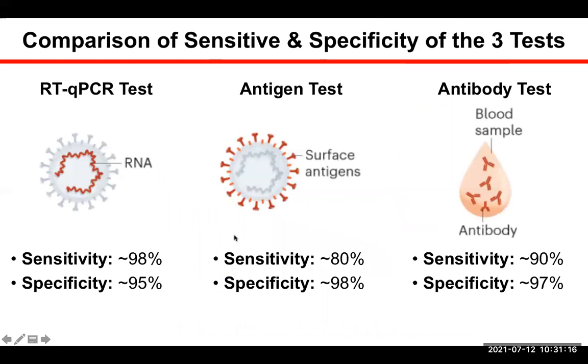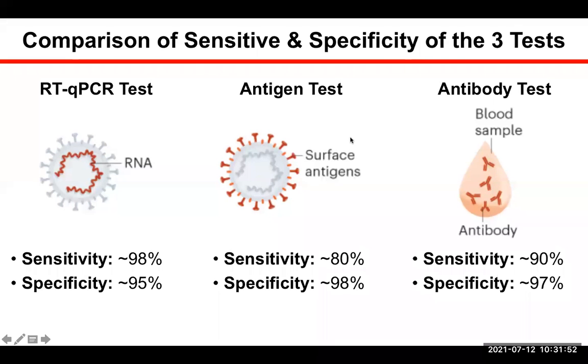So here I have a comparison of the sensitivity and specificity of these three tests. The RT-qPCR test recognizes the viral components of the virus, and this is the most sensitive of all three tests. It has a relatively high specificity, but in my opinion, sensitivity is more important than specificity, because you want to make sure that people who are truly infected are registered as infected.